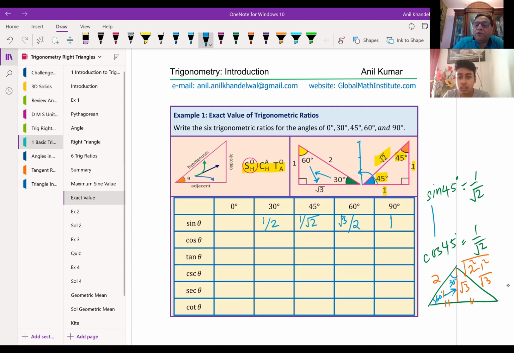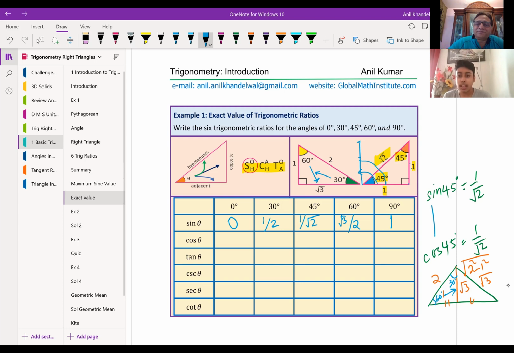But if I put it down there, which is 0 degrees, in that case the opposite side has reduced to 0, right? So it is 0 here. Is that clear to you? So you can fill up these values, and remember, these are the exact values of sine theta when we're talking about the angle between 0 to 90 degrees.